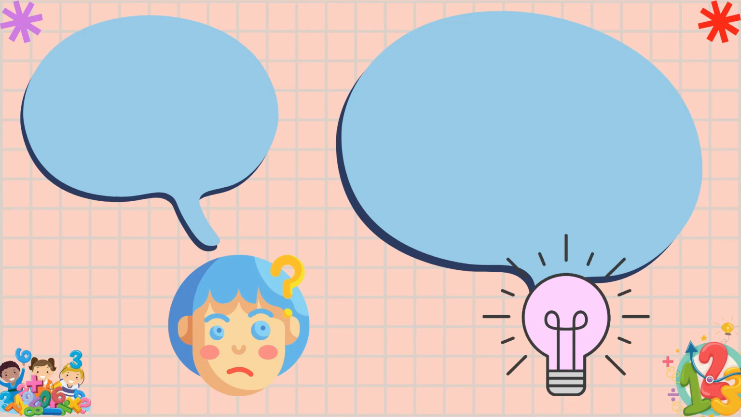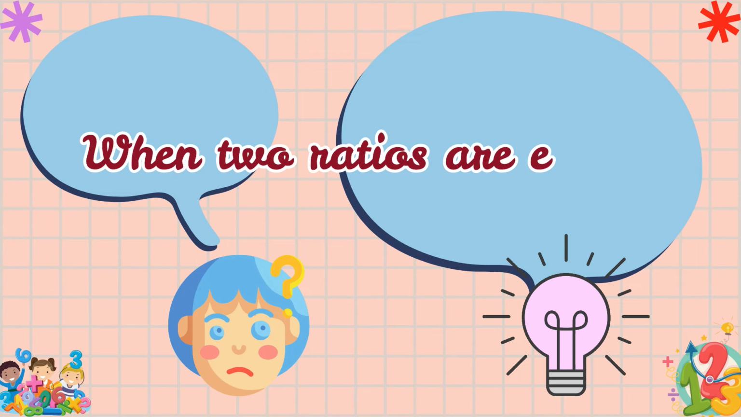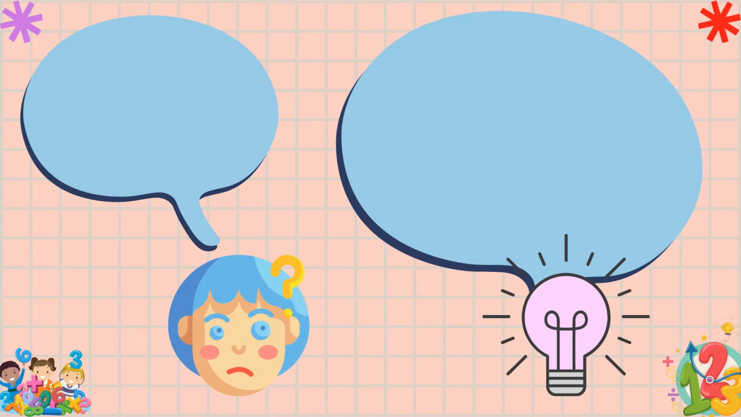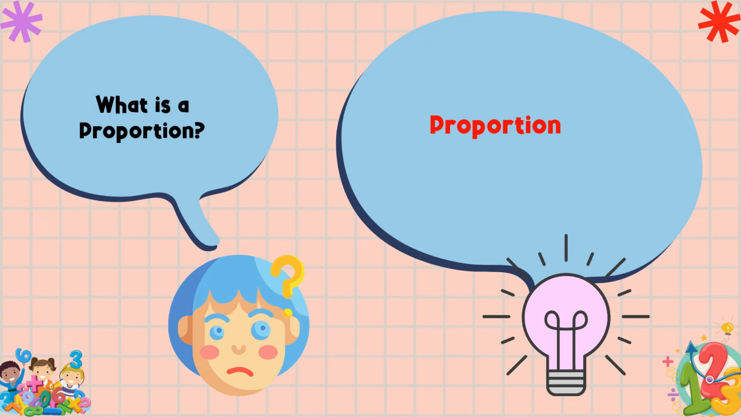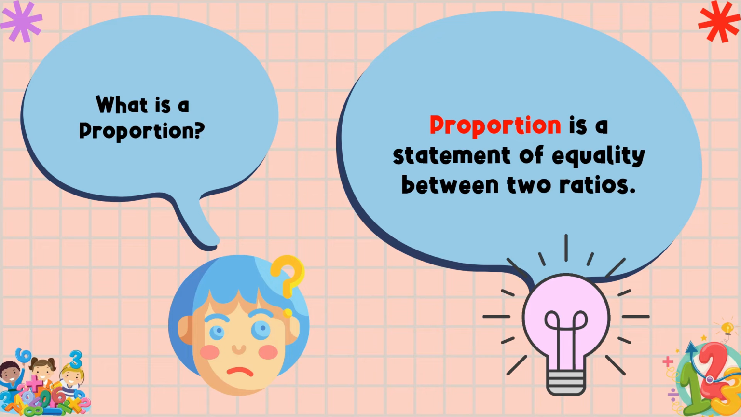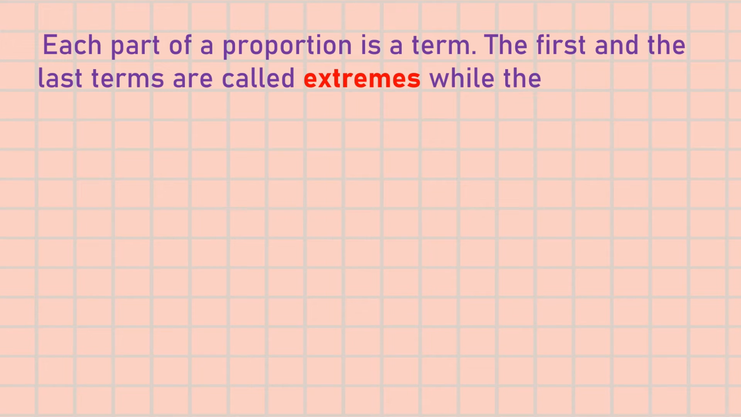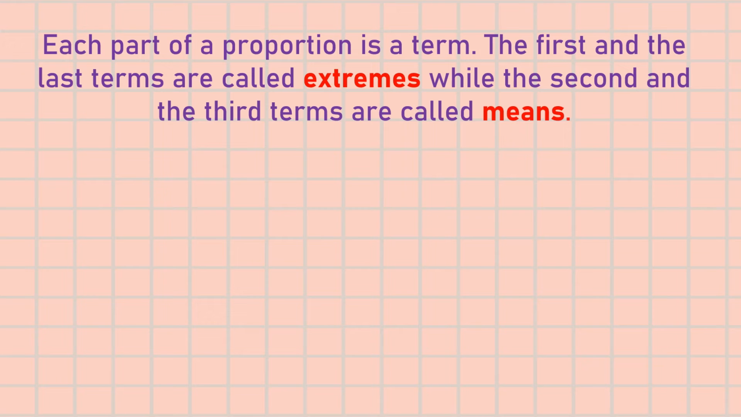Based on our illustration, when two ratios are equal, a proportion is formed. What is a proportion? Proportion is a statement of equality between two ratios. Each part of a proportion is a term. The first and the last terms are called extremes, while the second and the third terms are called means.